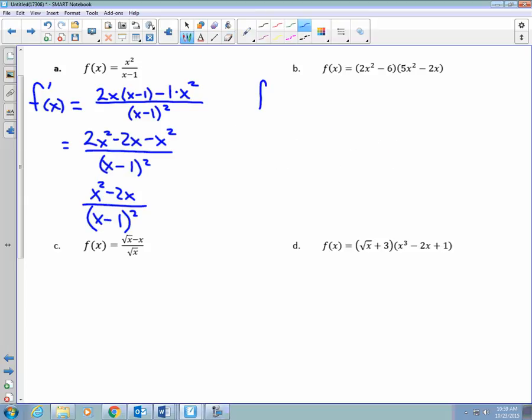So f prime of x, do I use the product rule or the quotient rule? Product rule. I take the derivative of the first, which is 4x, times the second one left alone. Plus or minus. Plus the derivative of the second one, 10x minus 2.